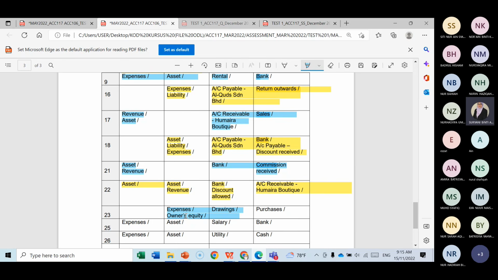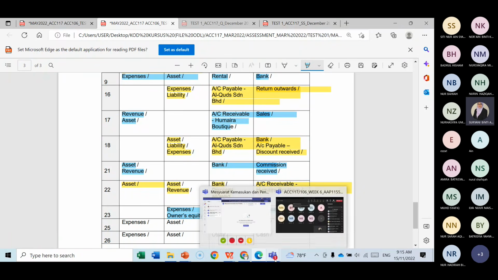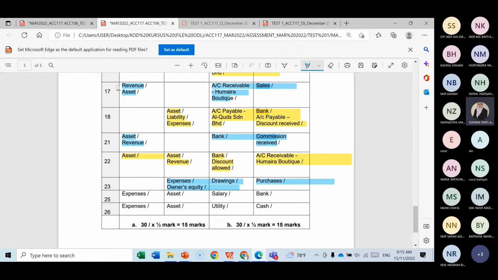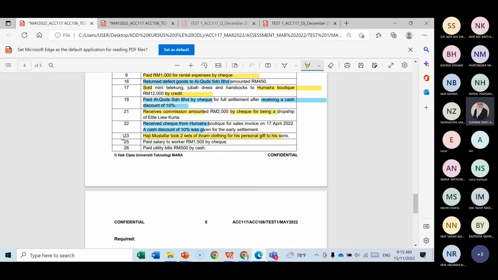So when you have decrease in owner's equity, you will debit the account. What is the account? Drawings account. And when you decrease your expenses, you will credit the account. And the name of the account is purchases. Okay, hold on, class. Okay. All right. Let's move to the next, second last transaction.